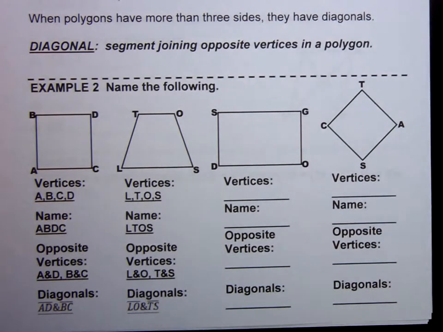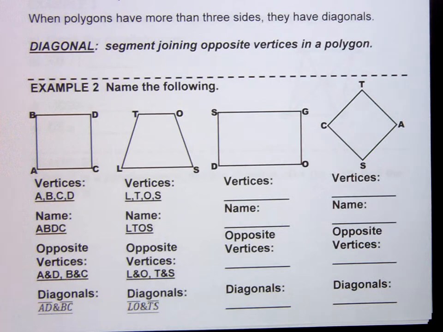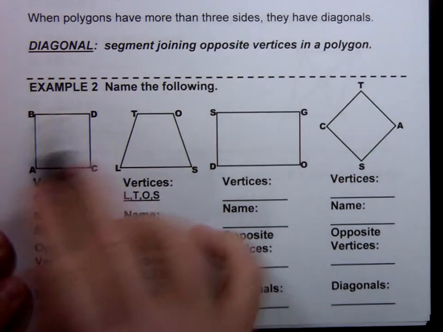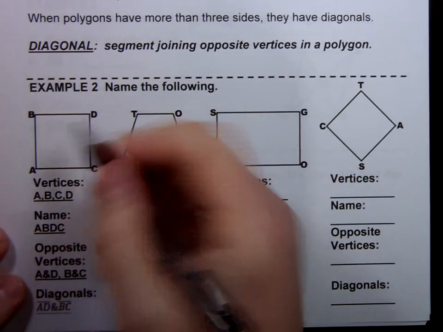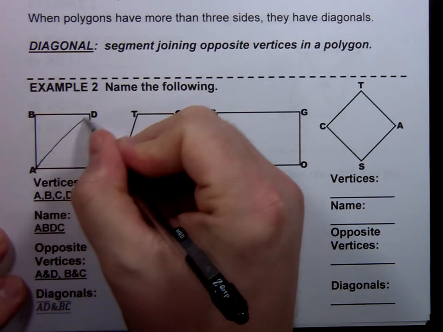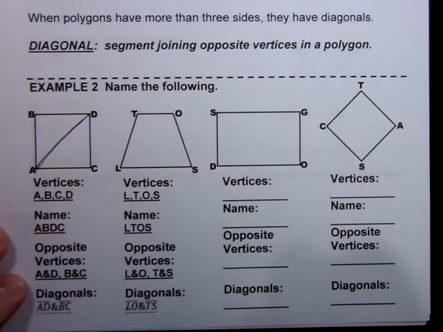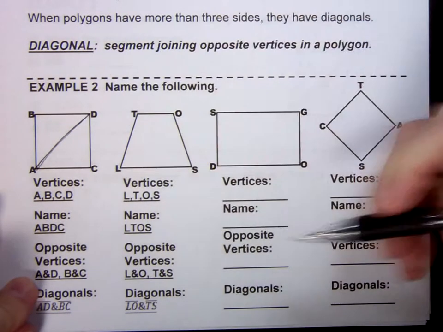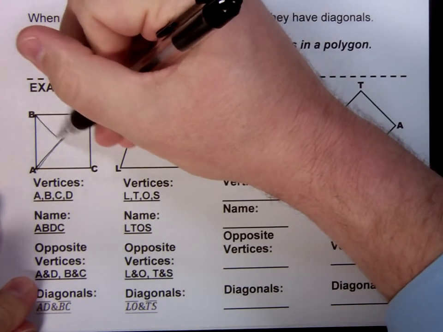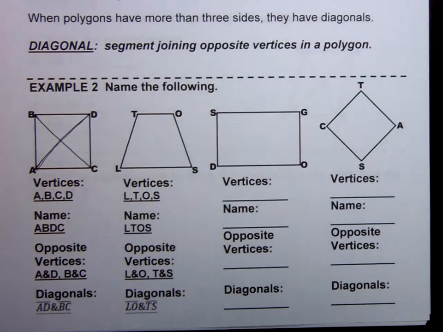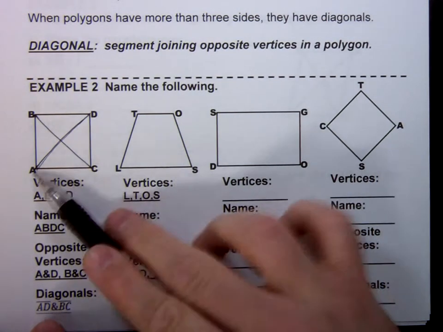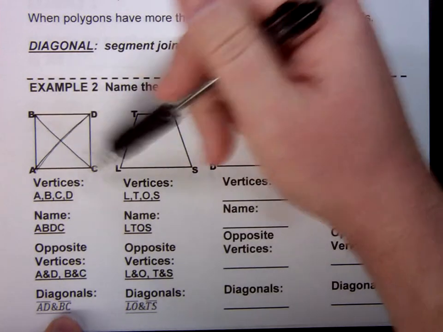Okay, when polygons have more than three sides, they have diagonals. A diagonal is a segment joining opposite vertices in a polygon. So for example, in this figure down here, opposite vertices are A and D. Diagonal would join those two together. It's a segment that connects those two endpoints. Angle B and C, those are opposite each other. If I drew a segment from one to the other, that's a diagonal. So those are the two diagonals of that figure. Notice down here where it asks you to list the diagonals, it's already been filled in. Line segment AD and line segment BC are the diagonals for that particular figure.